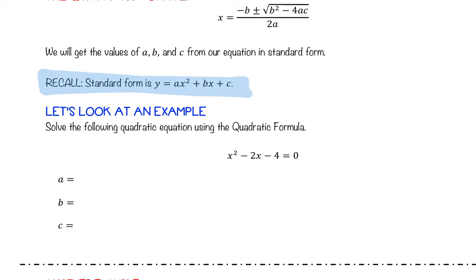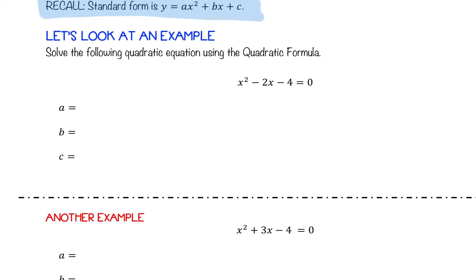So, solve the following quadratic equation using the quadratic formula. So, this is my A, this is my B, and this is my C. I'm going to go ahead and write it over here. My A is 1, my B is negative 2, my C is negative 4. And now I'm going to put that into the quadratic formula.